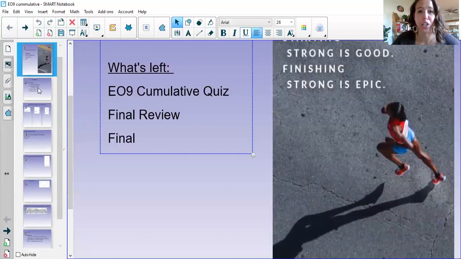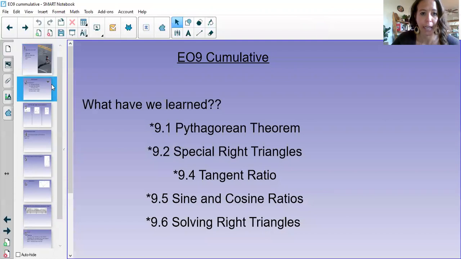So let's take a gander at what we've learned in EO9. Okay, we started with 9.1. We talked about the Pythagorean theorem. We went into special right triangles, your 30, 60, 90 and your 45, 45, 90. We talked about the tangent ratio, opposite over adjacent. We talked about sine and cosine. And we talked about solving right triangles using inverse tangent and putting all of these pieces together.